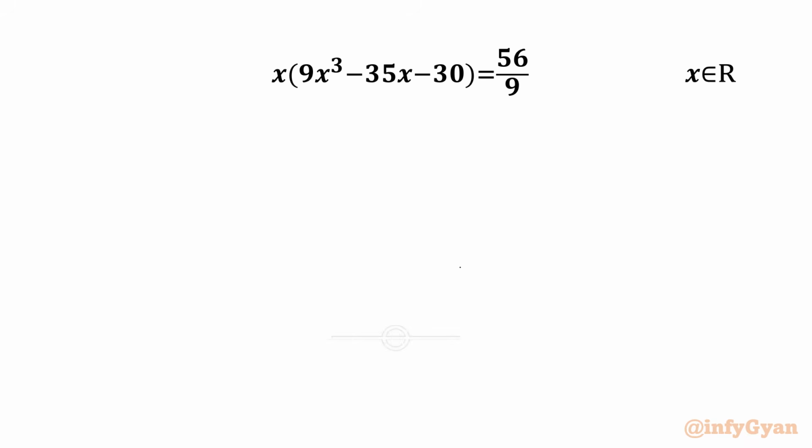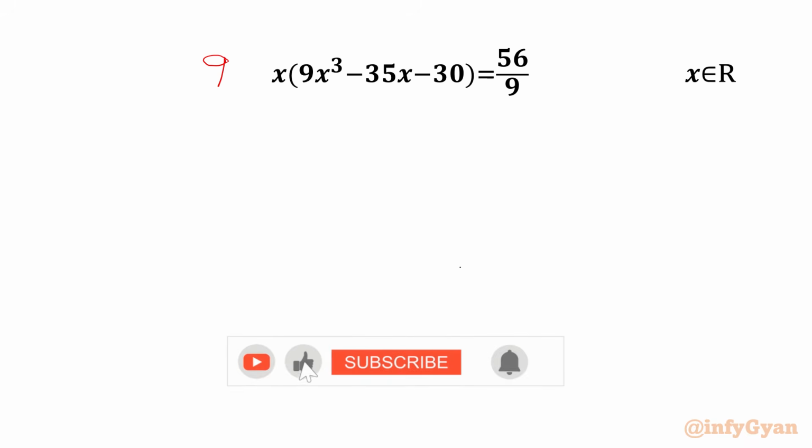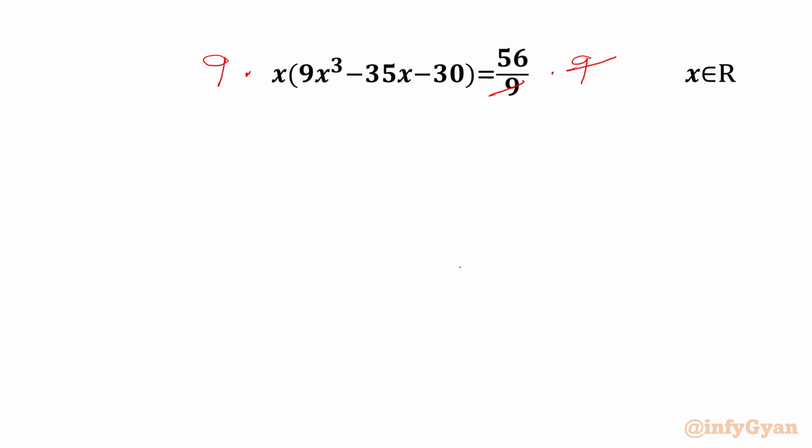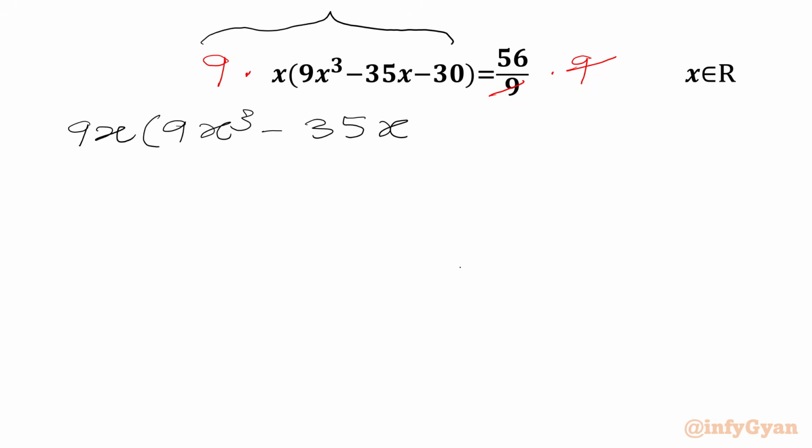So let's get started by multiplying both sides of the equation by 9. Now we can cancel denominator 9 with this 9 from right hand side. Now we have to simplify our left hand side. We will get 9x times (9x cube minus 35x minus 30) equal to 56.